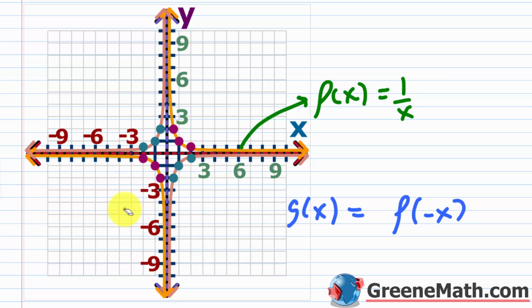The main thing is to understand what's going on here. Again, if g of x is equal to the negative of f of x, then it's reflected across the x-axis. If g of x is equal to f of negative x, it's reflected across the y-axis.